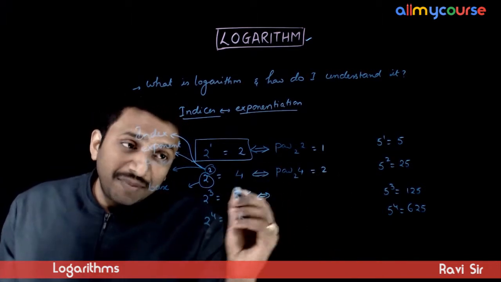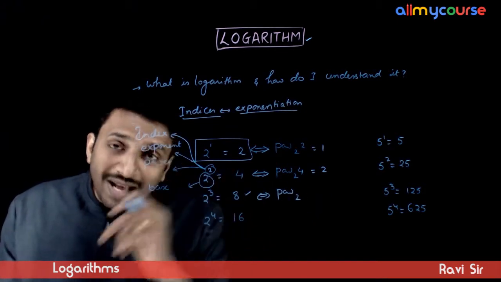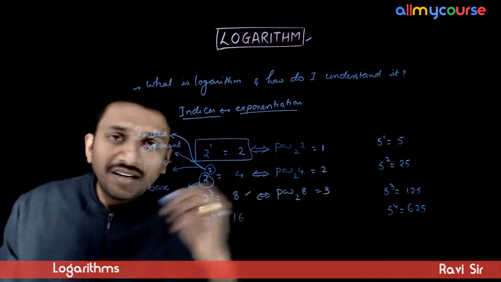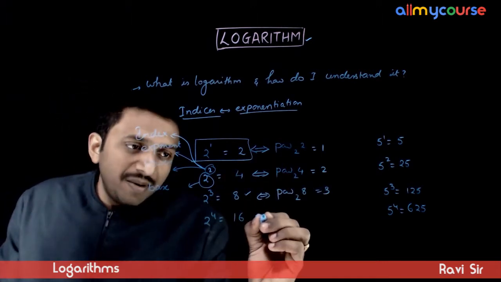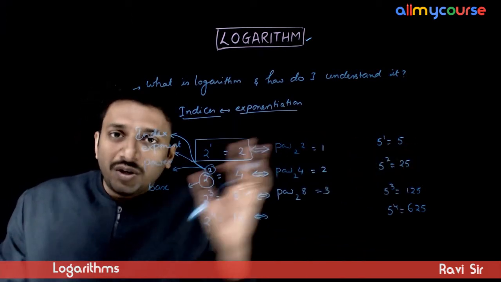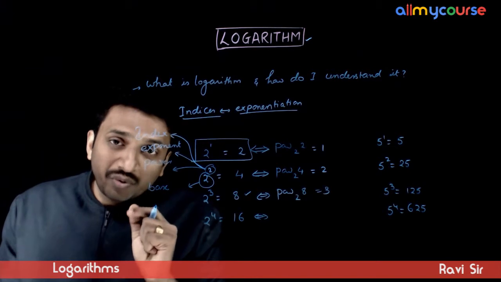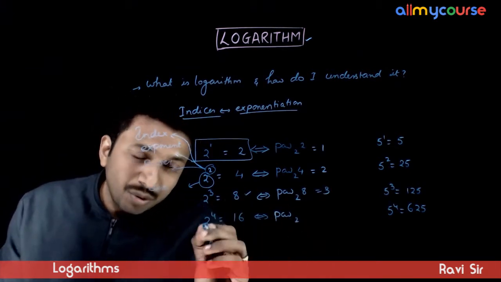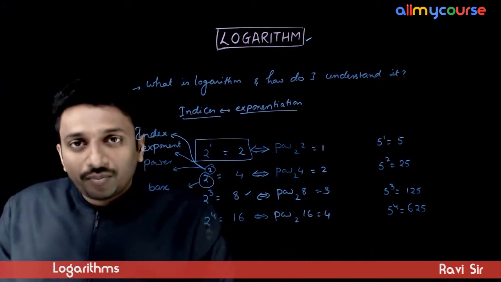And if I write the same thing here, what is the power to which base 2 has to be raised to get 8 as the answer? The answer should be 3, right? 2 has to be raised to the power 3 to get 8 as the answer. Similarly, let me write this expression for each and every equation. You have to be very careful and observe this equation very carefully. What is the power to which the base 2 has to be raised to get 16 as the answer? The answer should be 4.